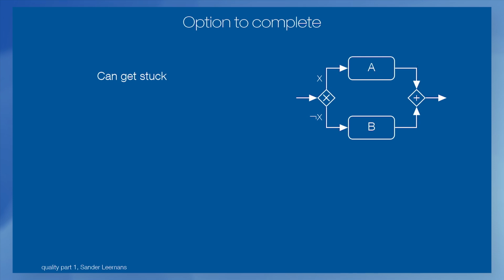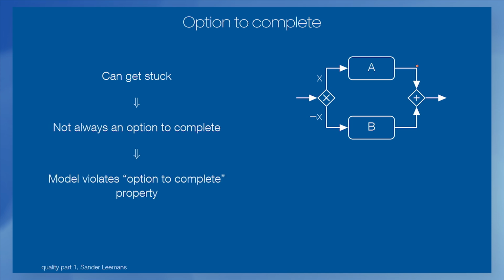Formally, we reason that we can get stuck in this process model. Hence, there is not always an option to complete. So there is a way to get stuck. Hence, the model violates the option to complete property. Another example. In this model, let's again play the token game. Let's say that X doesn't hold and we go down. The XOR join just forwards the token, we execute A, and when we are done, the XOR join just forwards the token, we execute A, and so on.